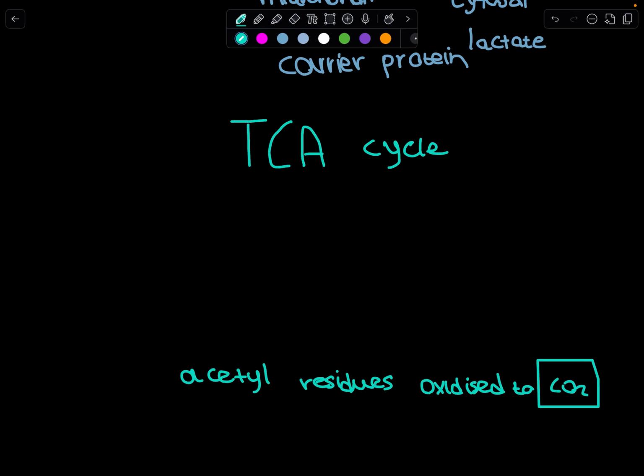Now, glucose transport. GLUT1, brain, red blood cells. GLUT2, liver, pancreas. GLUT3, neurons. GLUT4, muscle, fat, insulin regulated. And GLUT5, intestine, fructose.